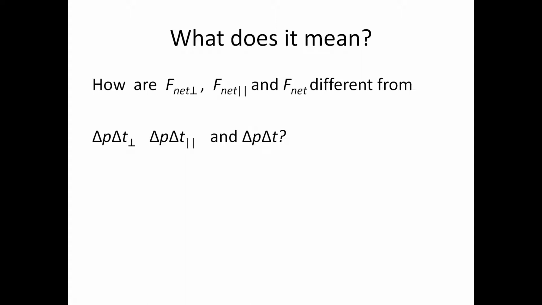Now the lab posed two questions. One was to discuss how Fnet and dp dt are different. According to the momentum principle, they are mathematically the same. However, each tells a different story. Aside from the differences in how they are calculated, Fnet tells of the total forces acting in the total, parallel, or perpendicular directions, while dp dt simply describes how the object moves in those directions.